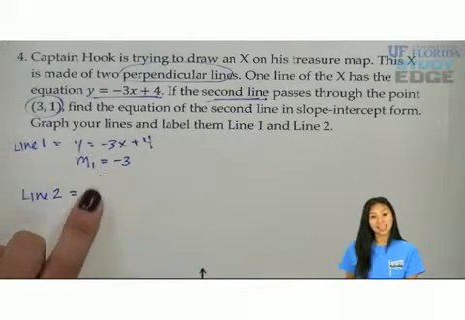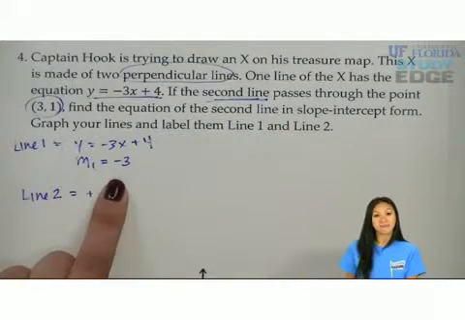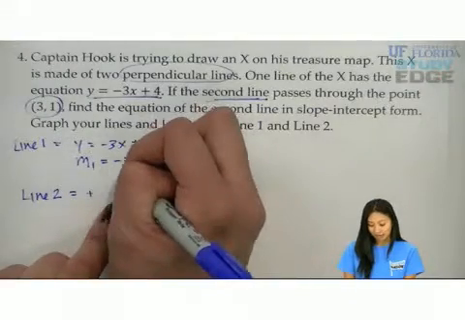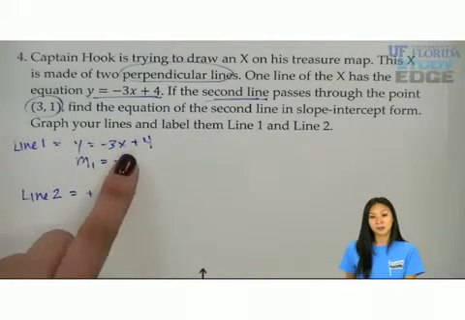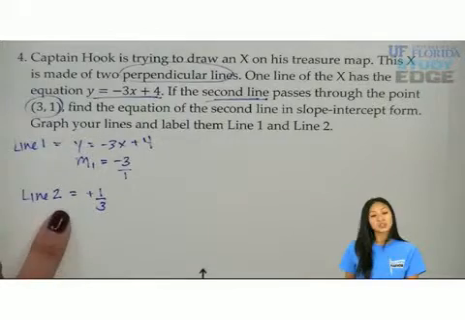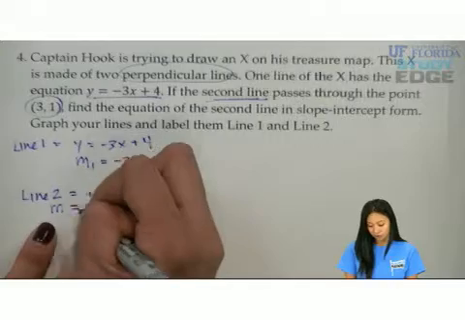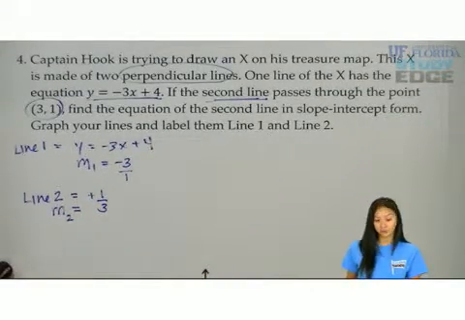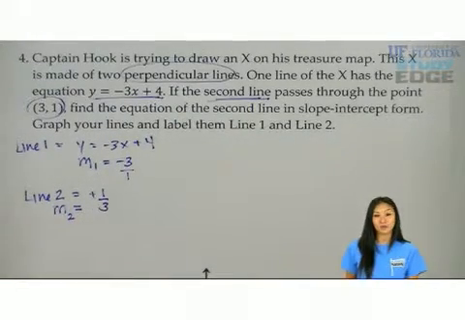So the opposite of negative is positive, and I have to flip this fraction. Wait a second, it's not a fraction? We'll make it a fraction. Remember, any whole number can be turned into a fraction by putting it over 1. So flipping 3 over 1, that becomes 1 over 3. So the slope of line 2, m2, is equal to positive 1 over 3.